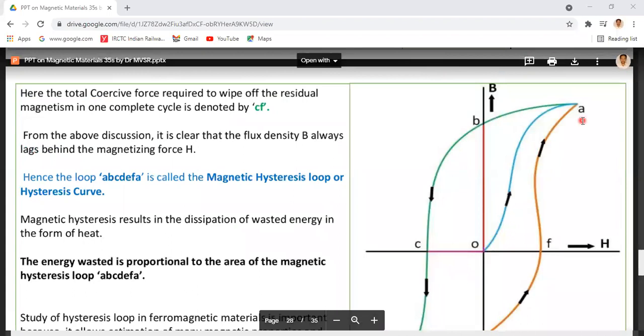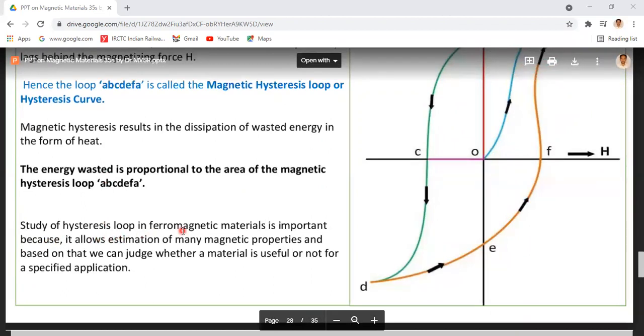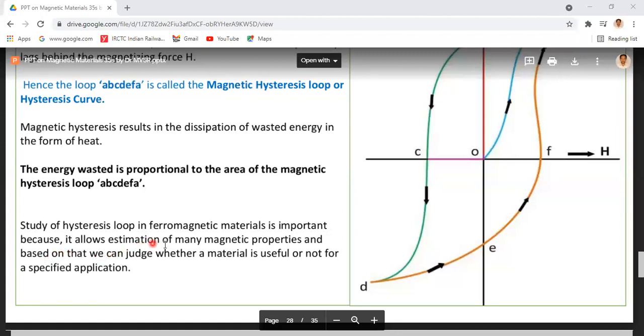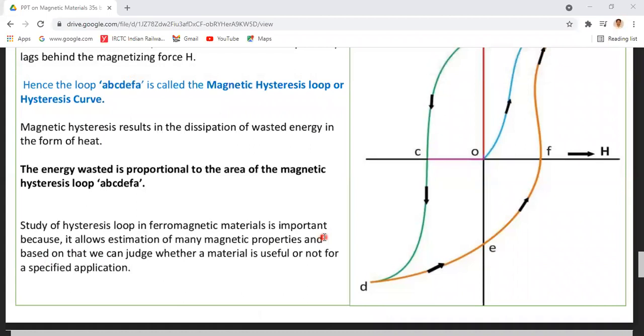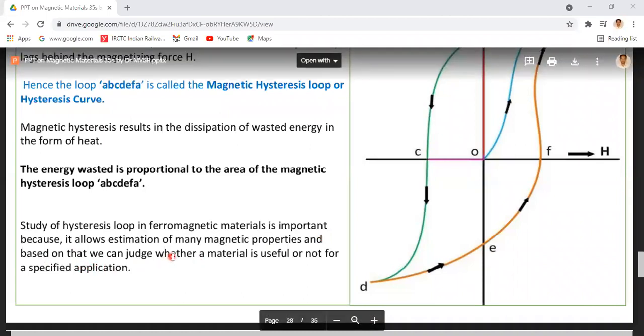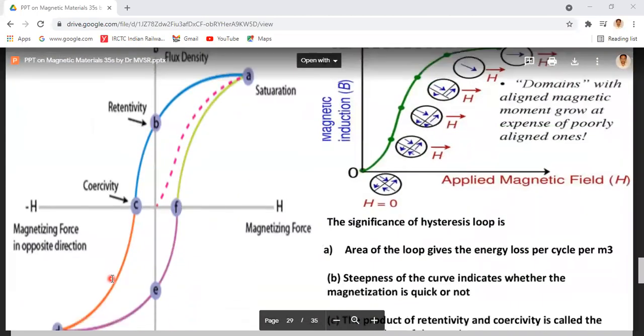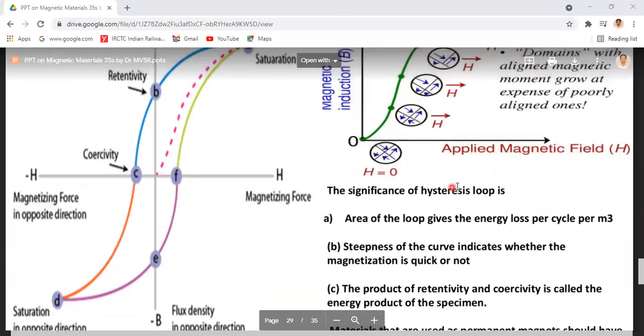The area occupied by the magnetic hysteresis loop ABCDEFA, this area occupied by the BH curve, is proportional to the energy lost by the material during the magnetization process. Now coming to the next one, the study of the hysteresis loop in a ferromagnetic material is important because it allows estimation of many magnetic properties, and based on that we can judge whether a material is useful or not for a specified application. So what is the significance of this hysteresis loop?